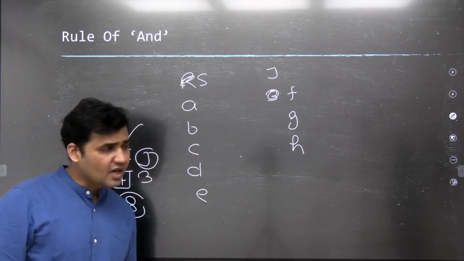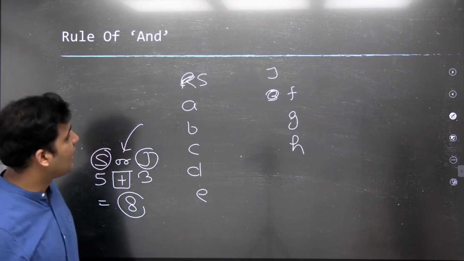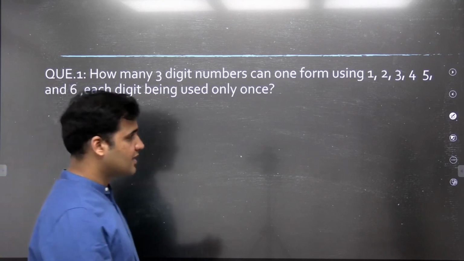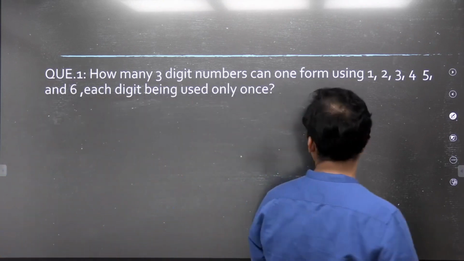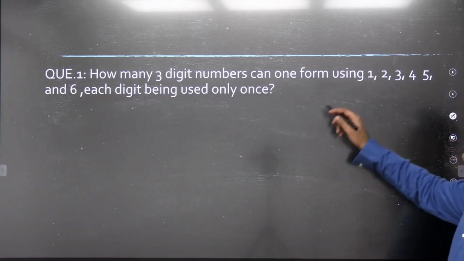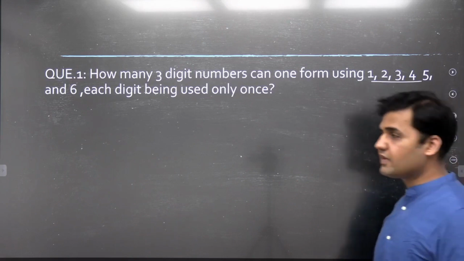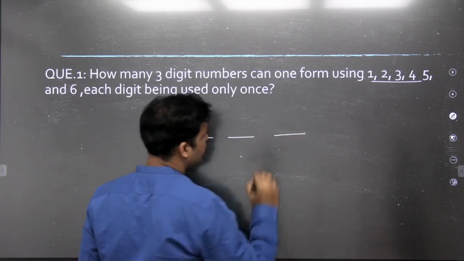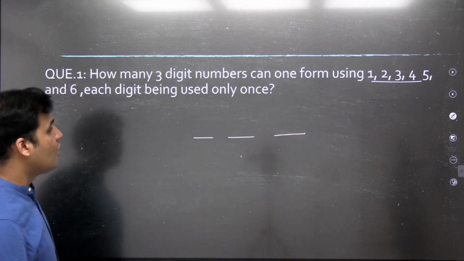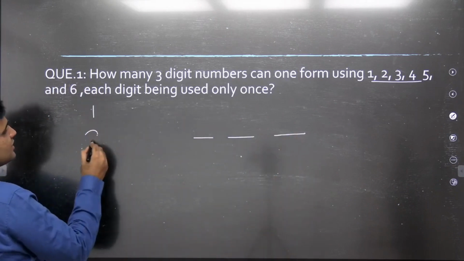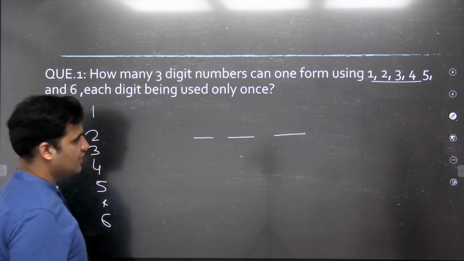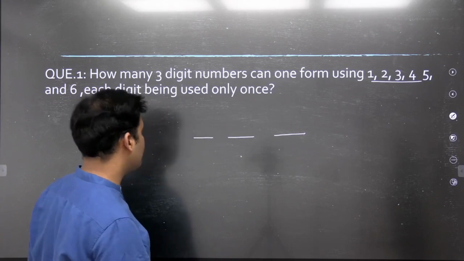Okay, have a look at this question. ये क्वेश्चन के अंदर AND और OR का रूल ऐसे ही कैसे यूज होगा. See, the question says: how many three-digit numbers can one form using the digits 1, 2, 3, 4, 5 and 6. So we have to form a number of three digits, and the digits I have to use are 1, 2, 3, 4, 5 and 6. Okay, तो थ्री डिजिट का नंबर मुझे बनाना है, ये आपको मेन ध्यान रखना है.